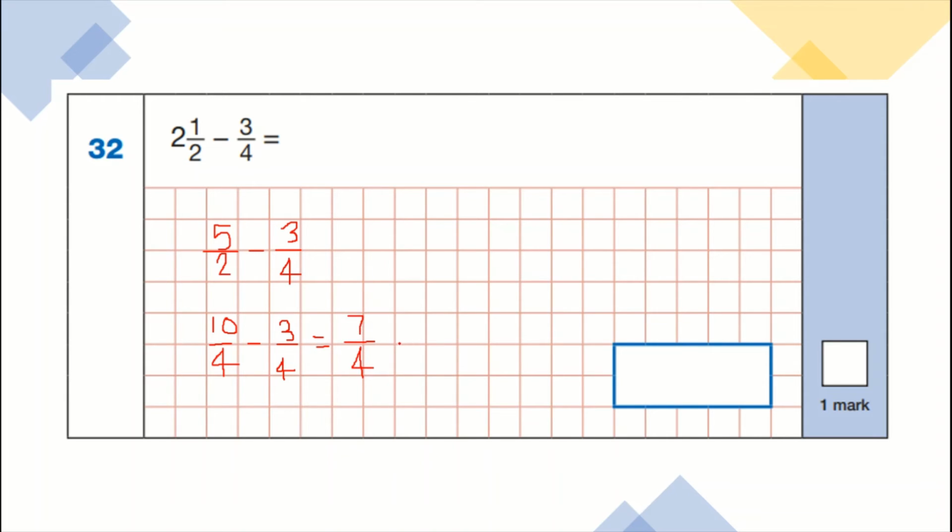7 over 4. Now this is an improper fraction. If we change this into a mixed number, it will be a lot better. So how many 4's in 7? Well, there's only 1 with a remainder of 3. So 1 3/4.